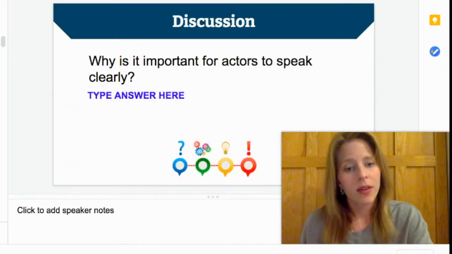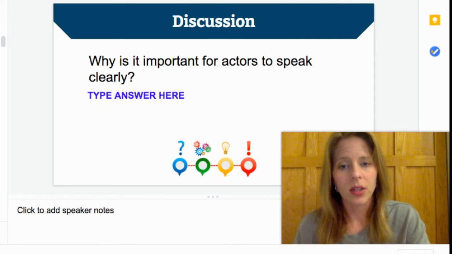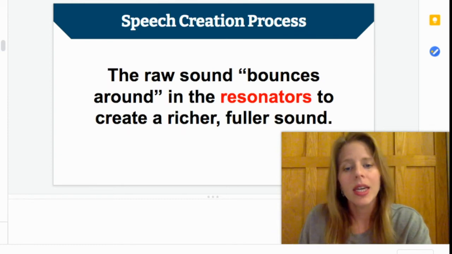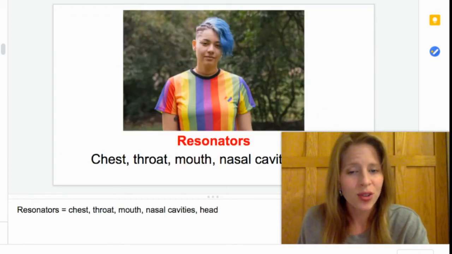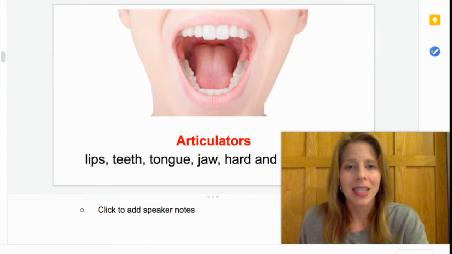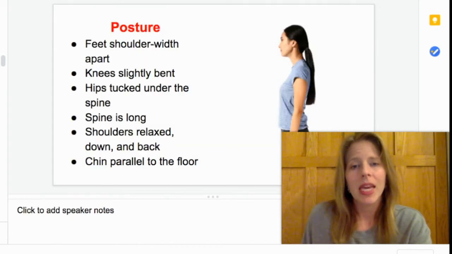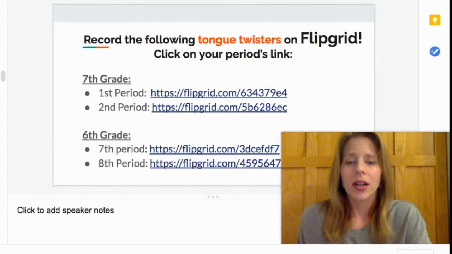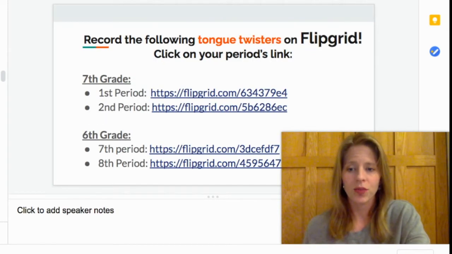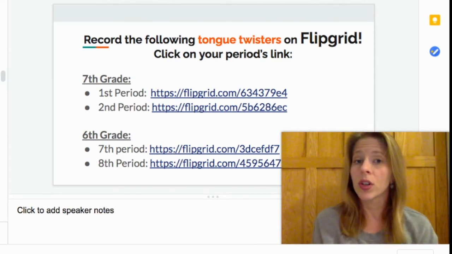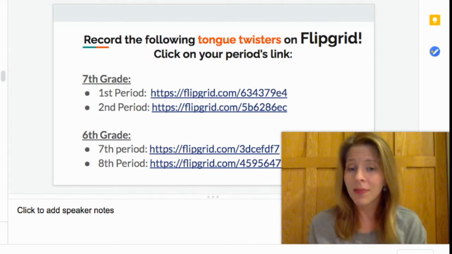Then we have another question to answer here: why is it important for actors to speak clearly? Then we're going to talk about what resonators are and where those are, and the articulators as well. Then we're going to talk about posture, and again, articulators and such. That is all the things we're going to go over on day one, so on Monday.